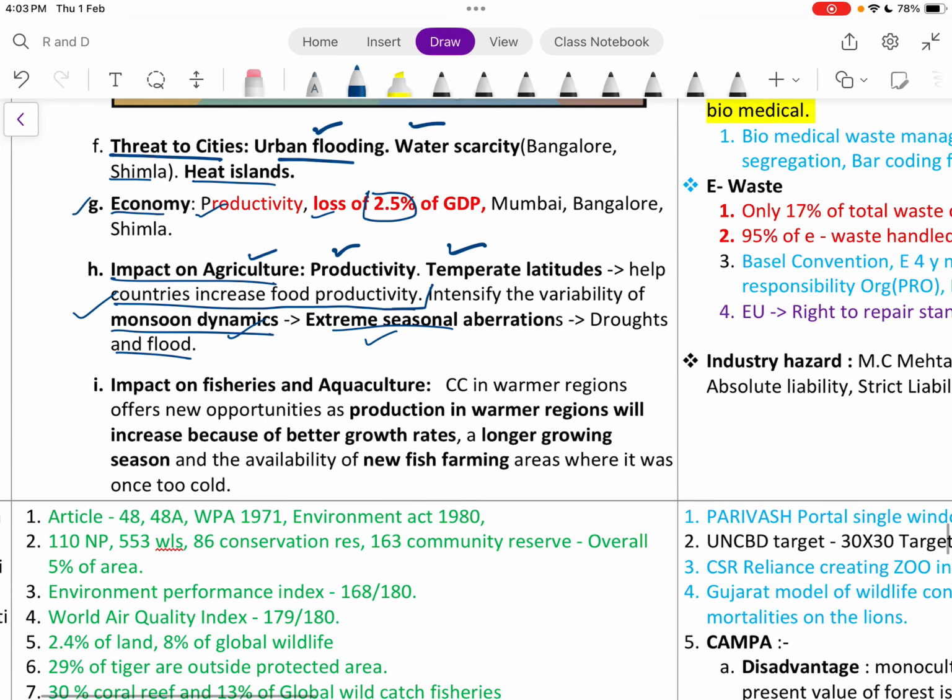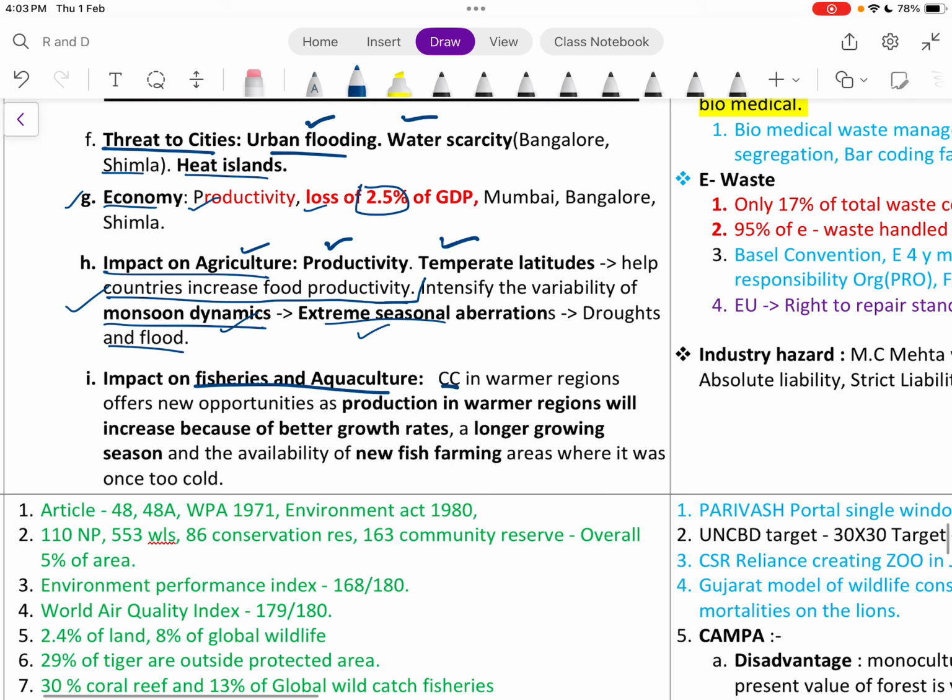Impact on fishery and aquaculture. Climate change in the warmer regions offers new opportunities, as production in warmer regions will increase because of better growth rate, a longer growing season, and availability of new fish farming areas where it was once too cold.